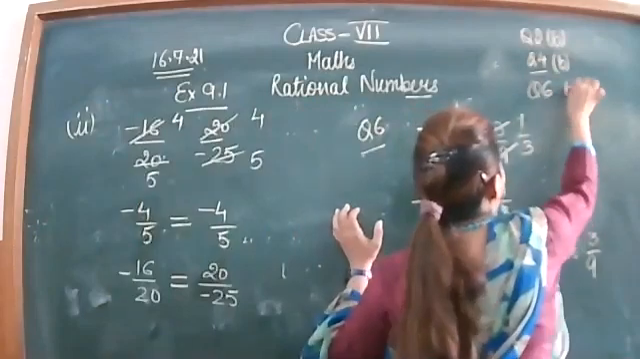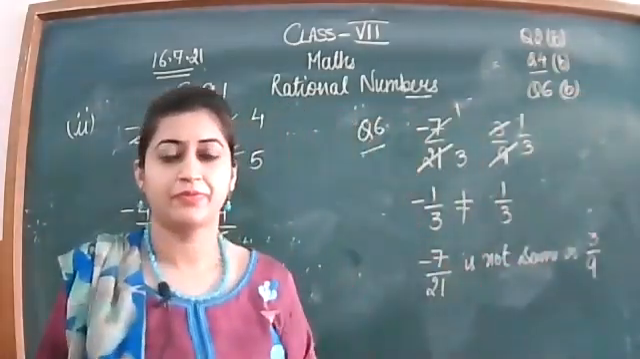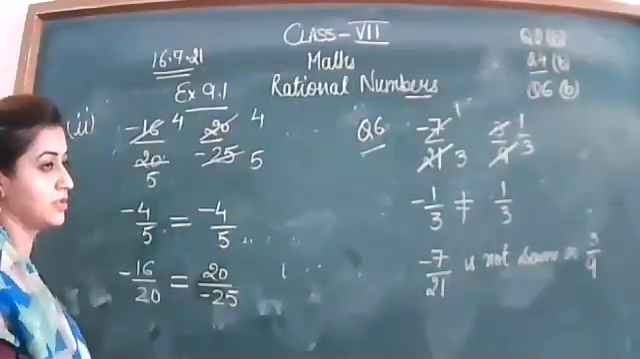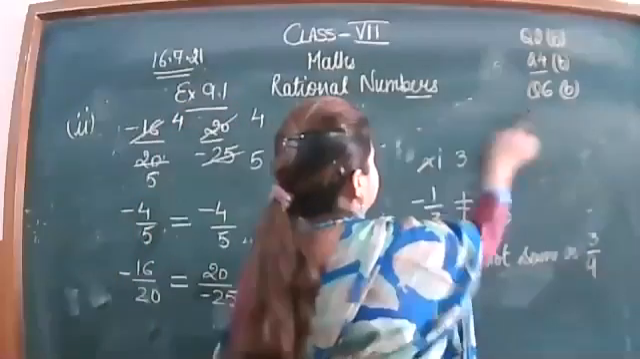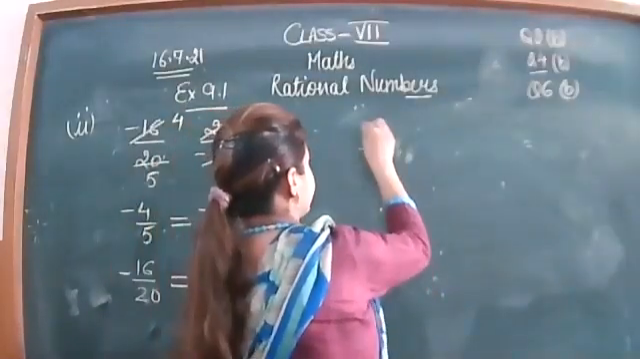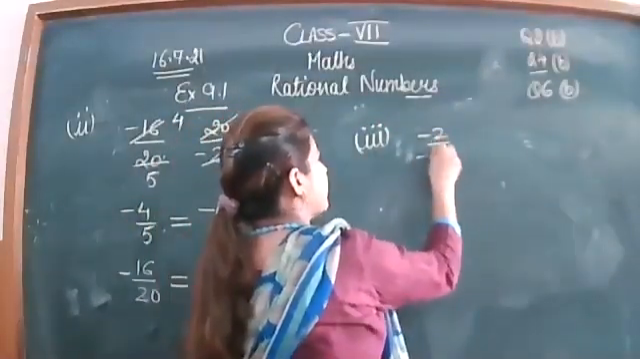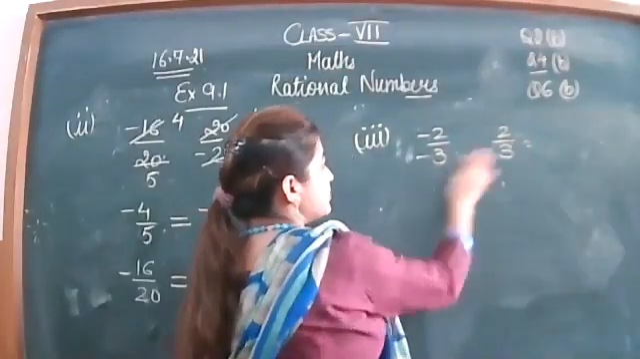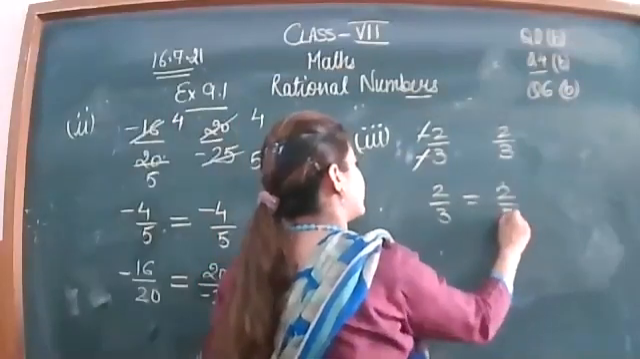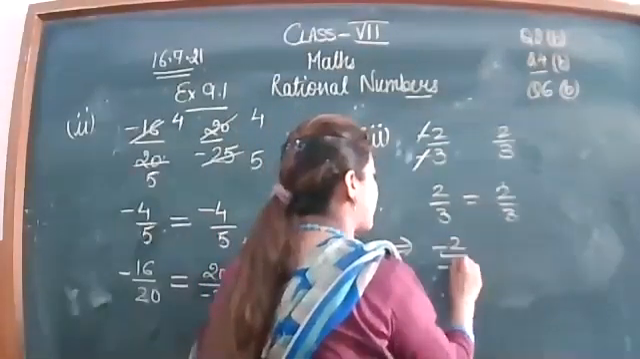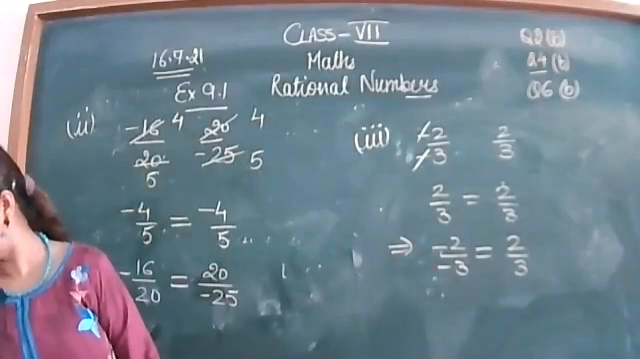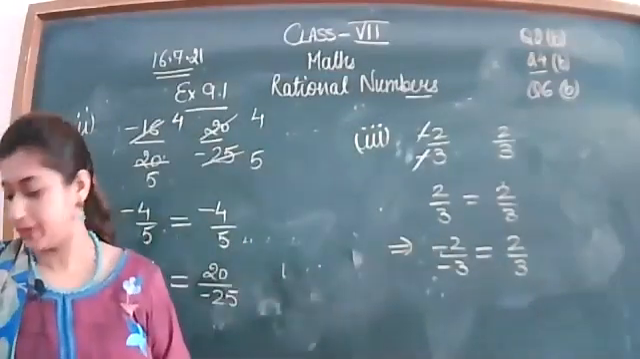Question number 6, B part homework. Okay. Do the third part of this. Third part is -2/-3 and 2/3. As you can see that minus is same, it will cancel out. This 2/3 is equal to 2/3. This implies -2/-3 is same as 2/3. Yes, they are equal rational numbers. This is your third part.